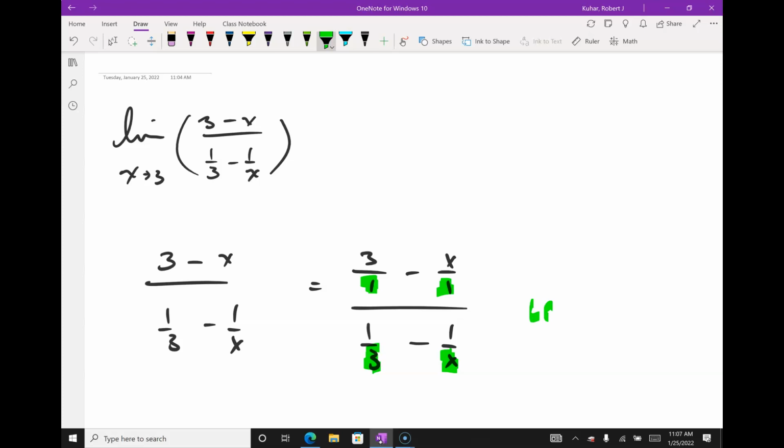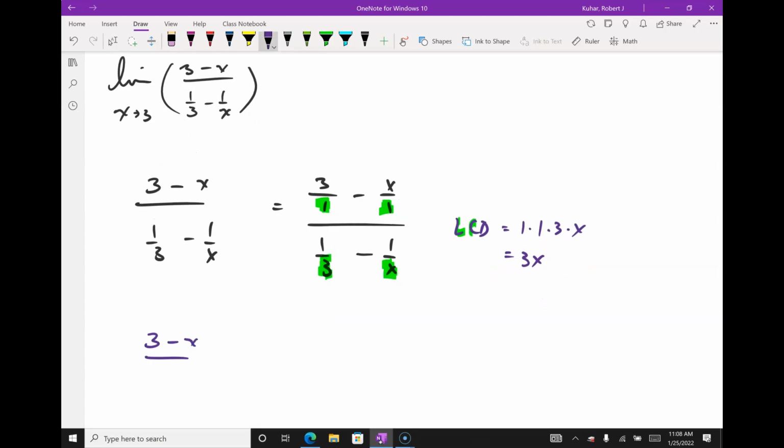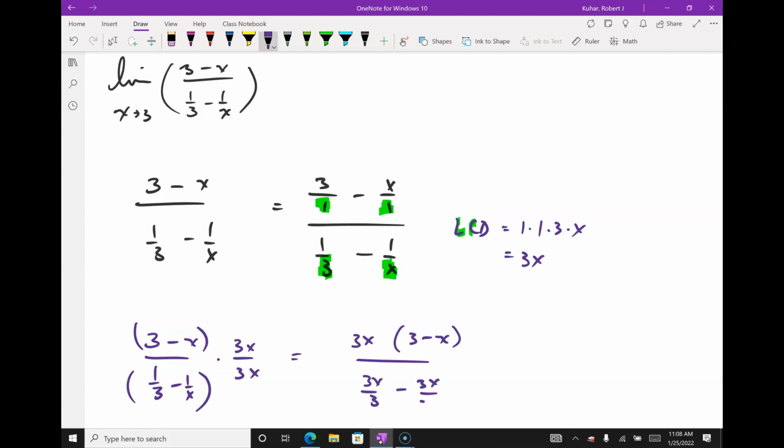So my LCD, it's fine just to think of it as a common denominator. So I get 1 times 3 times x. So there's my 3x, and it's that way every time. So I'm going to take my function, wrapped, numerator and denominator, and do 3x over 3x. There's nothing to clear upstairs, so I'm going to let it alone. I'm going to say 3x times 3 minus x. But downstairs, I'm going to distribute it. I get 3x over 3 minus 3x over x.